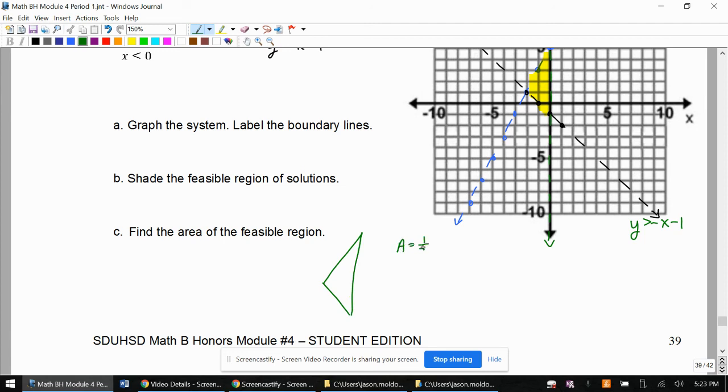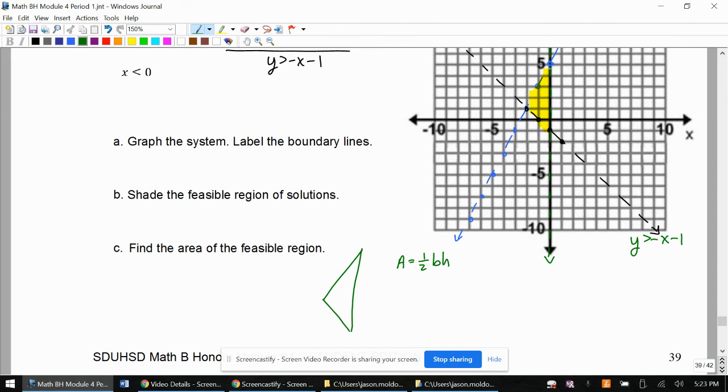But the area formula for a triangle is 1/2 base times height. And we need to use vertical and horizontal sides for this to make this a little bit easier. So 1, 2, 3, 4, 5, 6. And 1, 2 is this right here. All right, so we have a base that's 6 and a height that's 2. 1/2 of 12 is 6 square units. So it has an area of 6 square units.